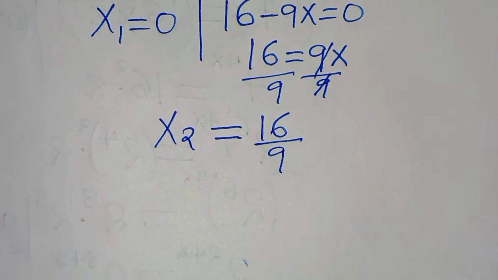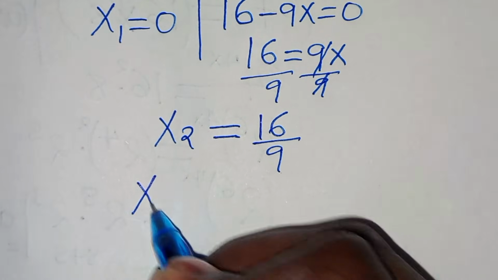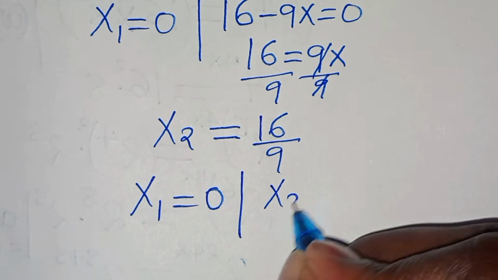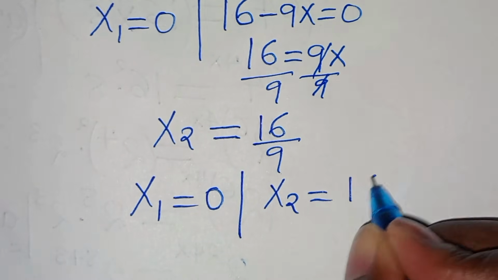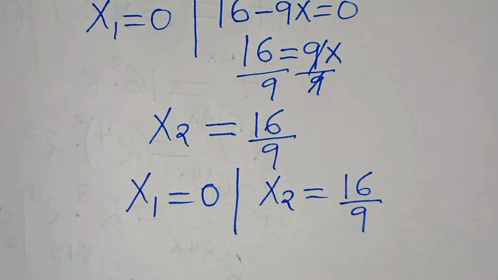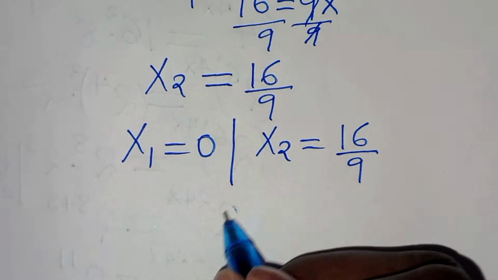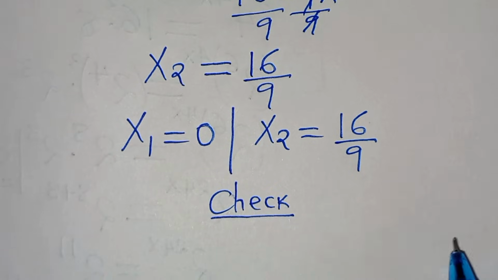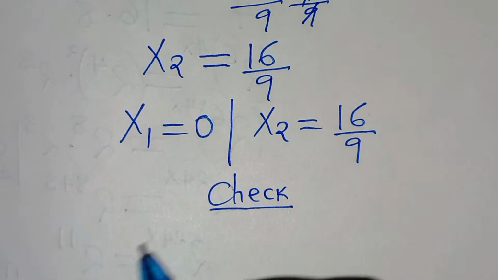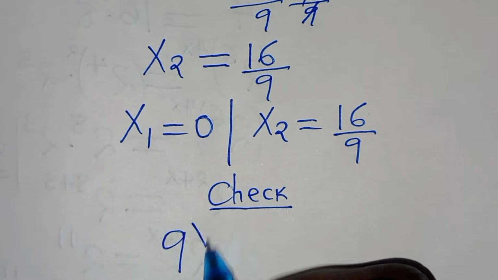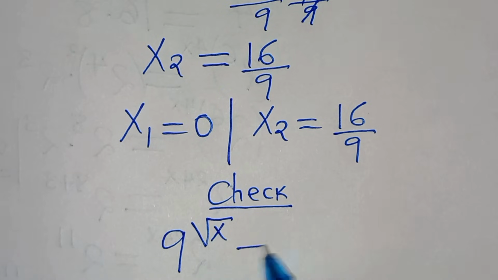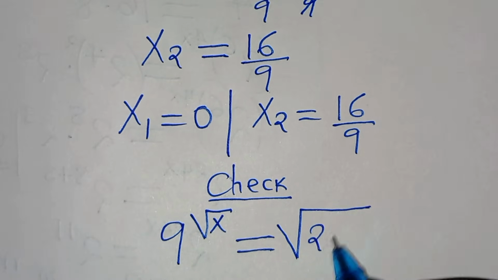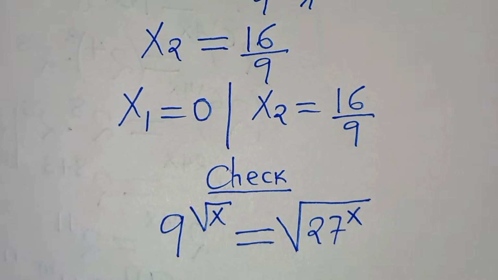So we have got two values of x, that is x1 is equal to 0 and x2 is equal to 16 over 9. So let's check from here. Let's check if these two values of x satisfy the equation. We have 9 to the power of square root of x. This is equal to the square root of 27 raised to the power of x.